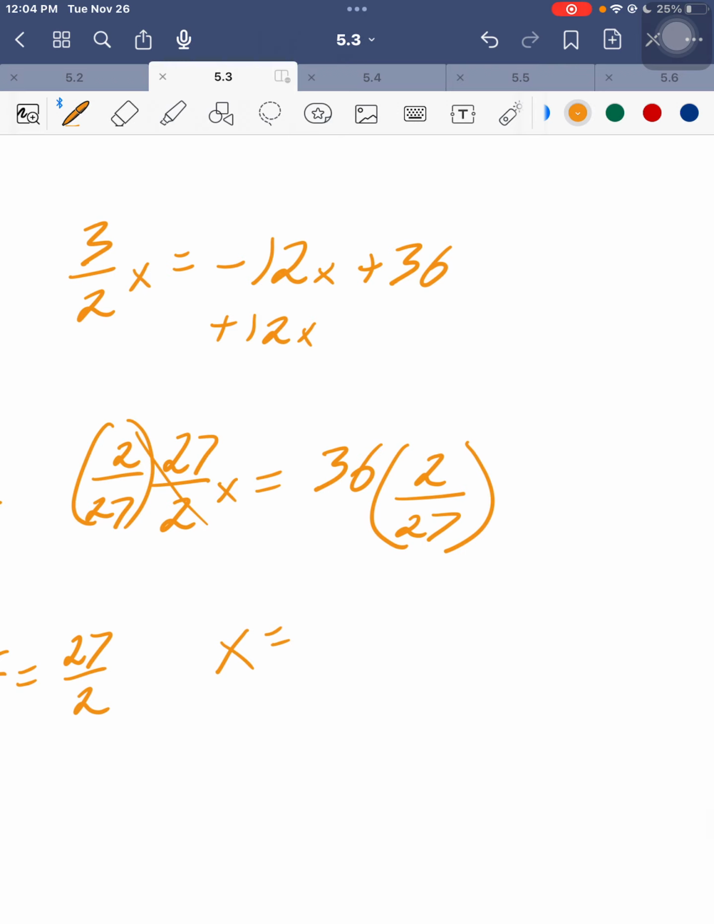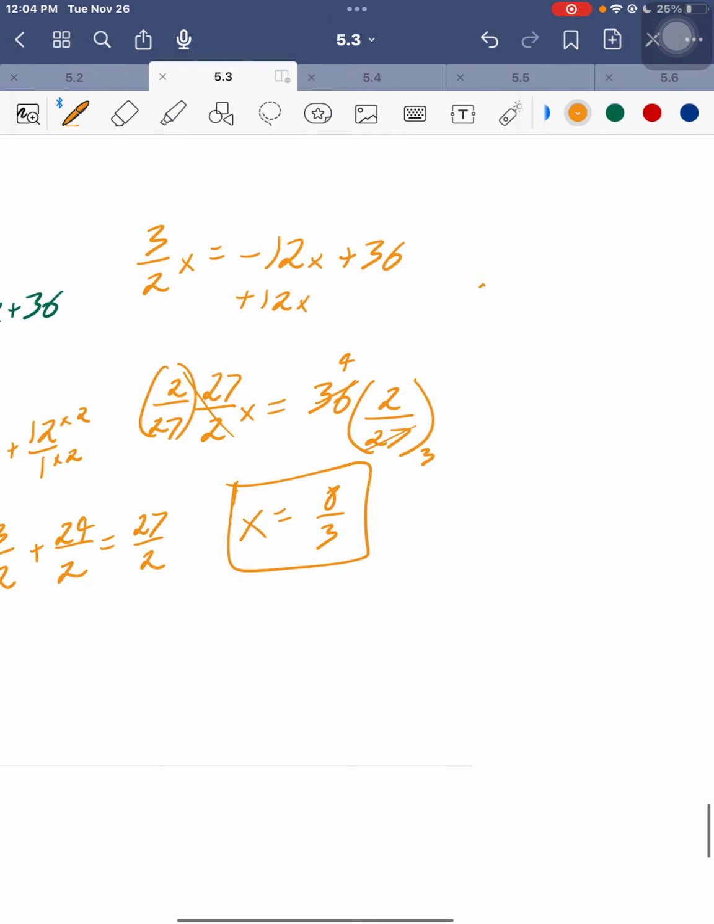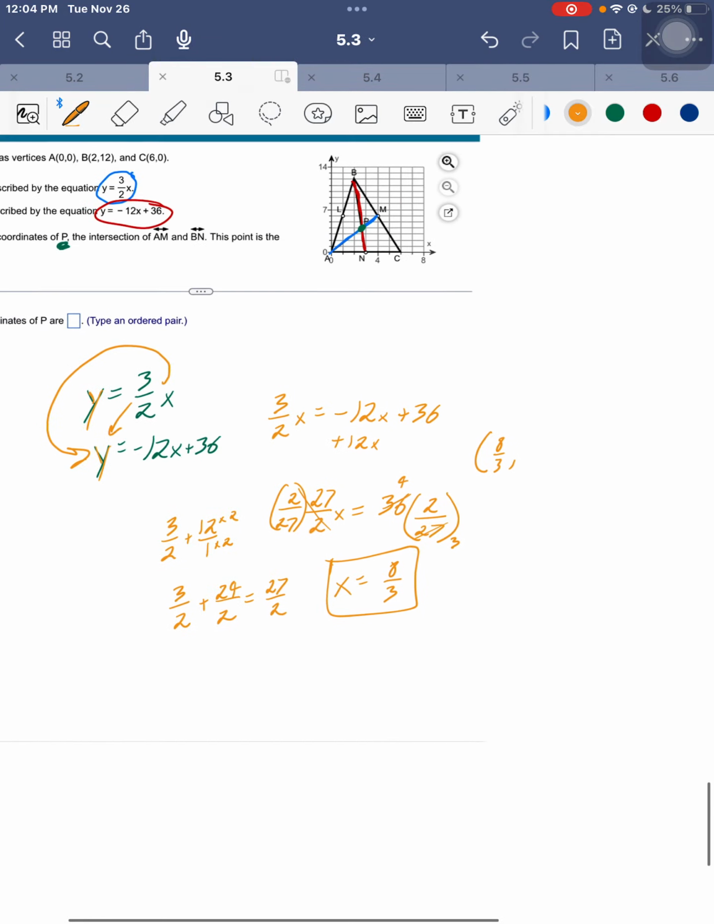What is this? 72. Okay, so the greatest common factor is 9, so I'm going to divide this by 9. 9, 18, 27. So this is really going to be a 3. 9, 18, 27, 36 is really going to be a 4. So I'm just going to have 8 over 3, so my x is going to have a value of 8 over 3.